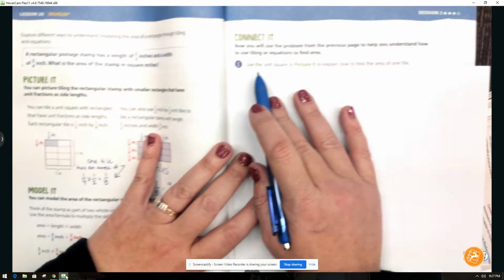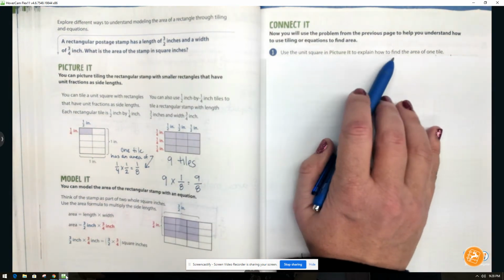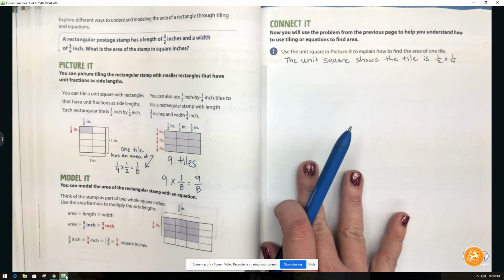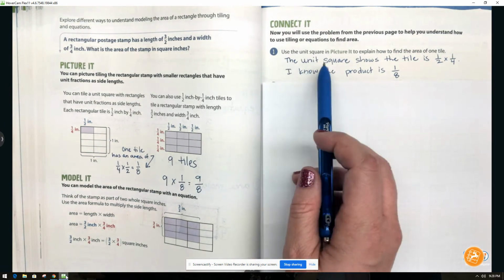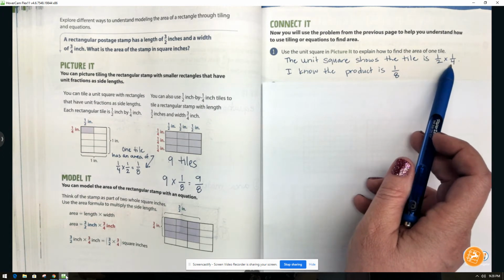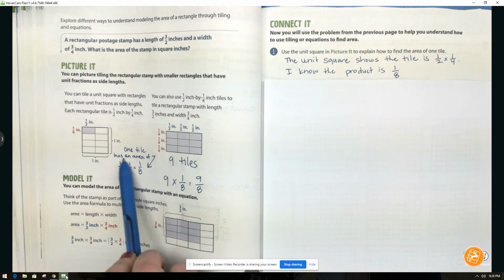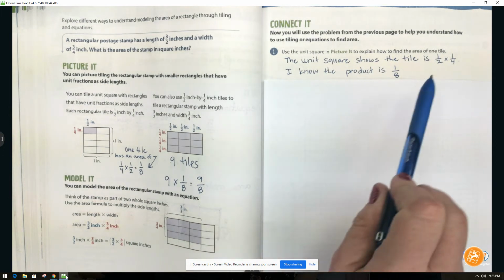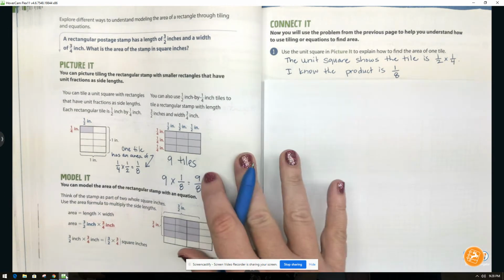So number 1 says, use the unit square in picture 1 to explain how to find the area of one tile. So we're looking here and we're explaining how to find the area of one tile. But the good news is I already did it for you. So the unit square shows the tile is 1/2 of an inch times 1/4 of an inch. So we know the product is 1/8 of an inch. And we did that math here, but I just flipped it, but it's okay. 1/4 of an inch times 1/2 of an inch, or in this case, 1/2 of an inch times 1/4 of an inch equals 1/8 of an inch.